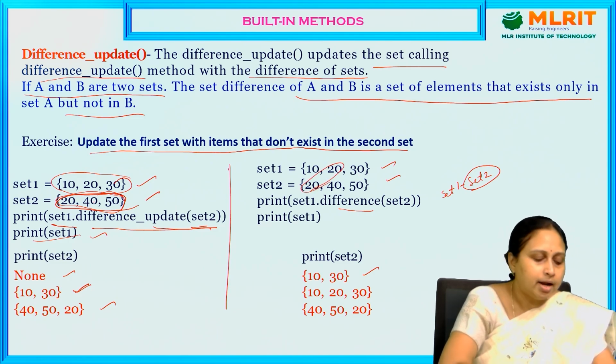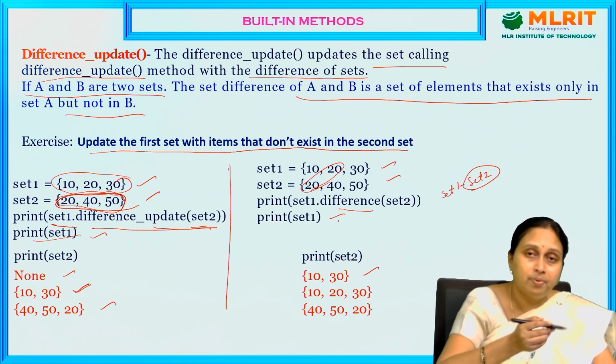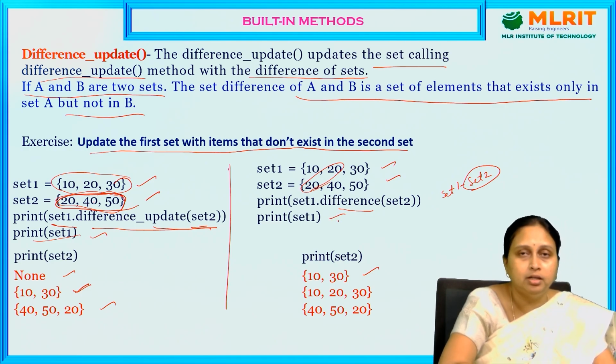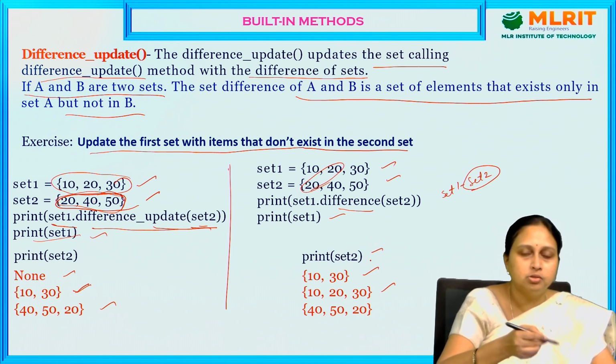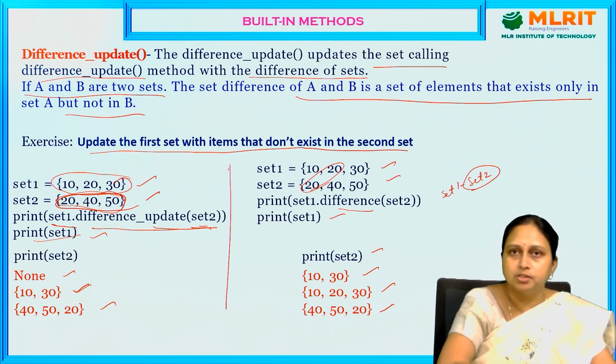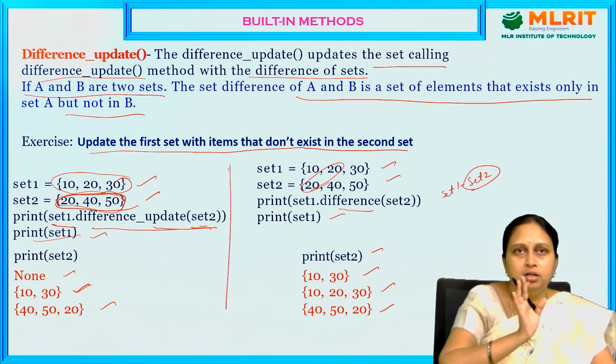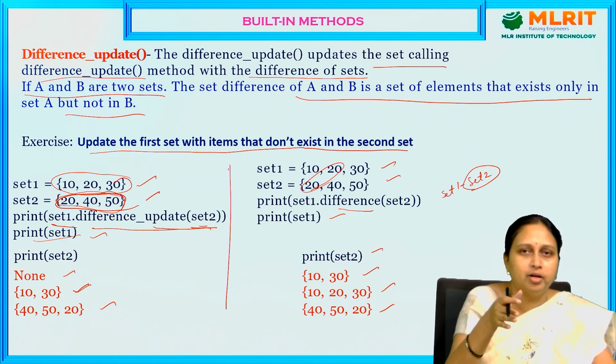And try to print set 1. We are not going to make any changes in set 1, so it is going to print the same elements 10, 20 and 30. If I print set 2 also, it is going to print the same elements of set 2. Right? In this way, it is going to work. The difference between difference update and difference is this.